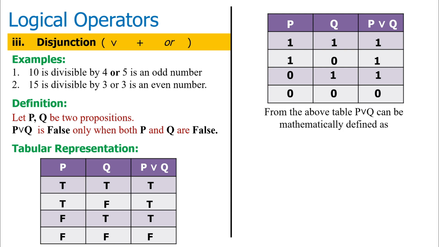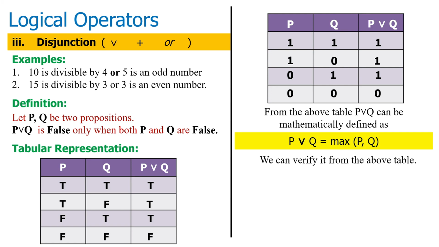From the above table, P disjunction Q can be mathematically defined as P disjunction Q is equal to the maximum value between P and Q. We can verify this formula with the values given in this table. 1 disjunction 1 is equal to the maximum value between 1, 1, which is 1.